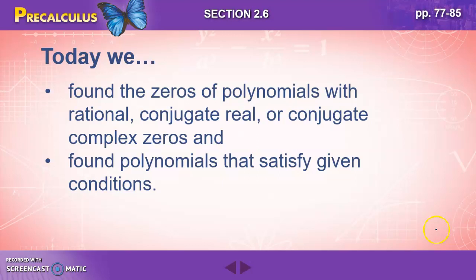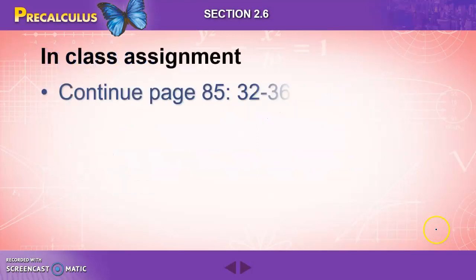Today we found the zeros of polynomials with rational, conjugate real, or conjugate complex zeros, and we found polynomials that satisfy given conditions.